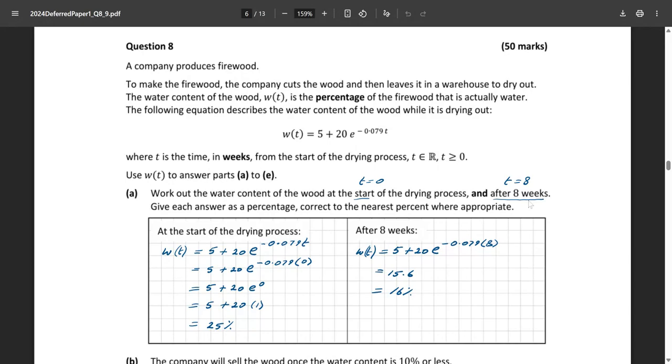After 8 weeks here, again convert English to maths, that's a good exam technique, and 8 weeks means t equals 8 in maths language. So put in 8 for t, work it out in your calculator, you'll find it's 15.6, and he wants it rounded off to the nearest percentage, so that's 16% water after 8 weeks. So it has dried from 25% water down to 16% water in 8 weeks.